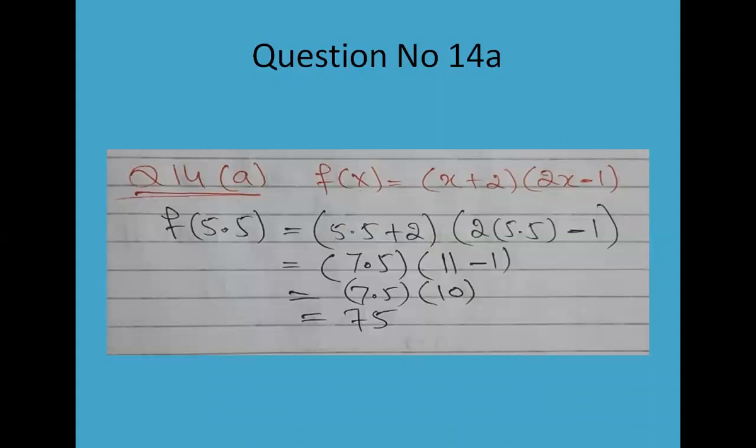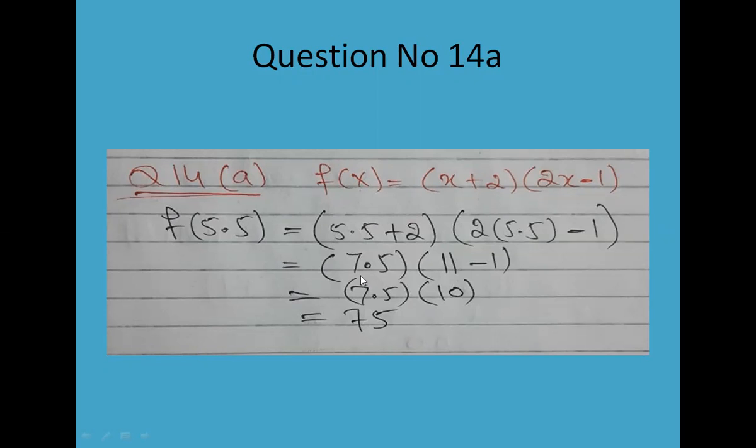So question number 14, A part. f of x will be equal to (x plus 2)(2x minus 1). If you want to find the value of f of 5.5, in the place of x we will put 5.5. So you will have 5.5 plus 2, and in the other bracket, you will have 2 into 5.5 minus 1.